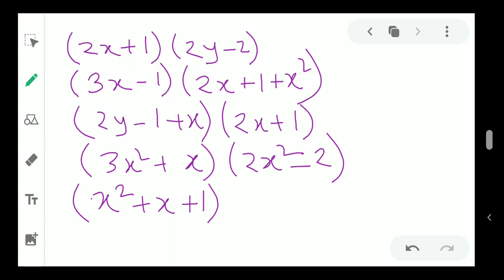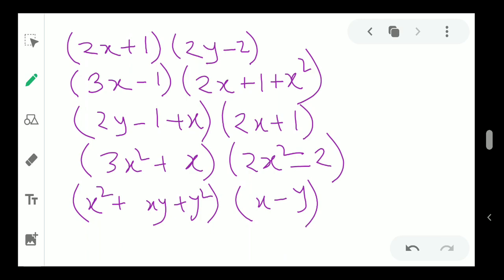Okay, so let me give you a nice thing. x square plus 2xy plus y square, and x minus y. So these are your homework for today. Try to solve them, try to simplify them.